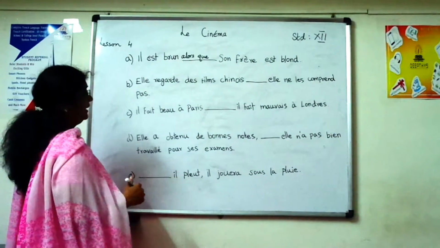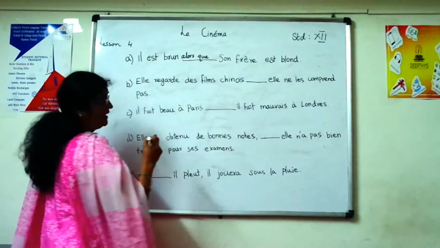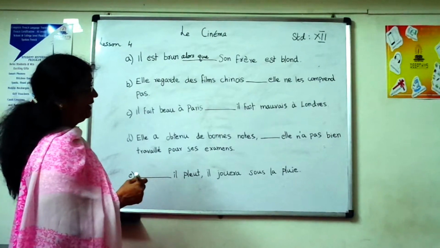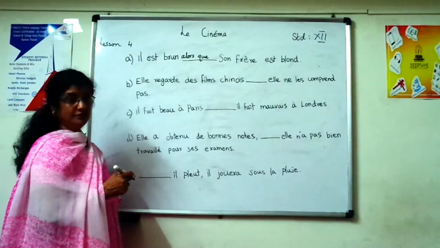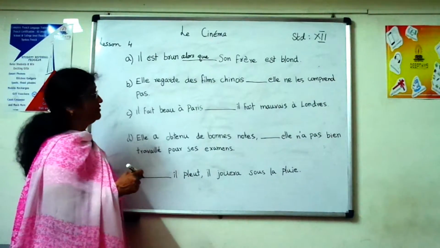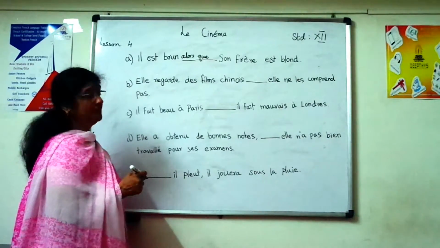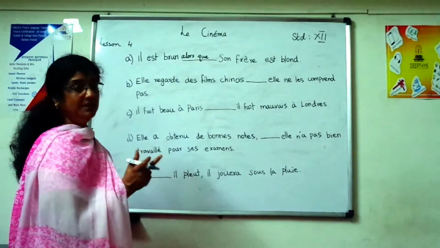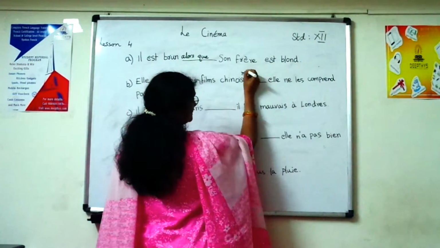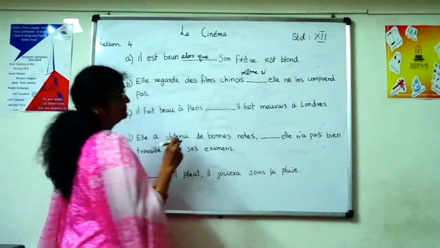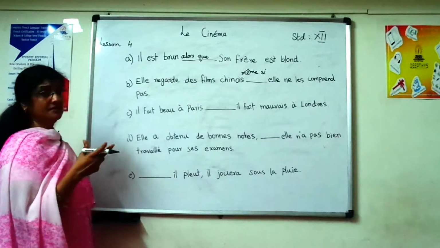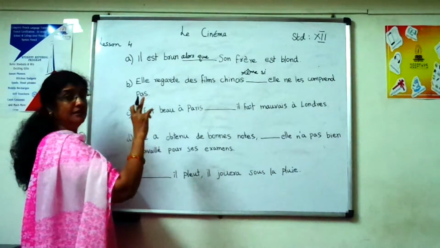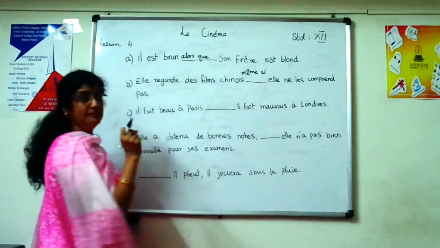Let's go to the next sentence. Elle regarde des films chinois. Elle ne les comprend pas. She watches Chinese films. She does not understand them. That she does not understand, but she is still watching, shows that they are related to each other. So you will write même si, même si elle ne les comprend pas. Even if she does not understand, she watches them. So she watches them and she does not understand them are related to each other. Therefore, you use même si.